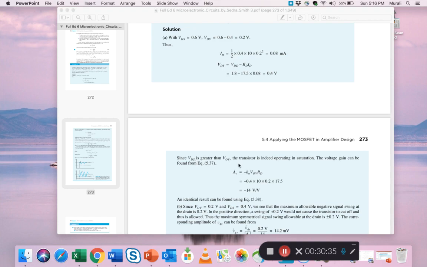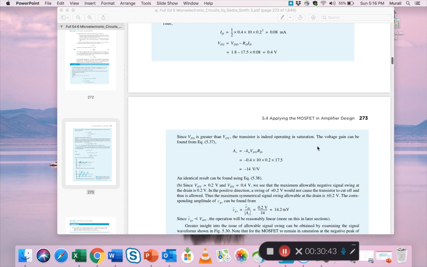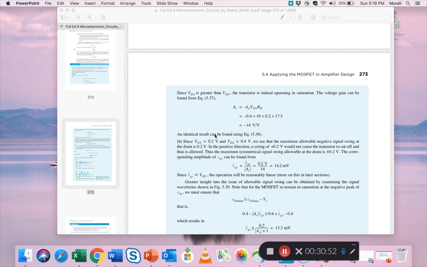Since VDS is greater than VOV, the transistor is indeed operating in saturation. And how much is it greater? About 0.2 greater, right? Now, the next thing he does is find the voltage gain, which just uses all these known values to come up with a value of minus 14.